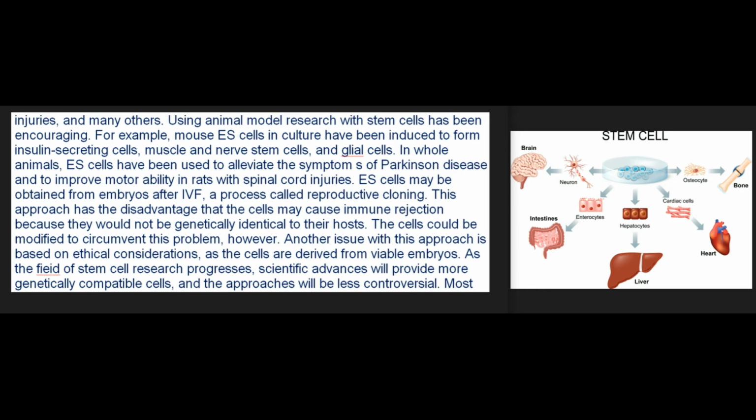ES cells may be obtained from embryos after IVF, a process called reproductive cloning. This approach has the disadvantage that the cells may cause immune rejection because they would not be genetically identical to their hosts. The cells could be modified to circumvent this problem, however. Another issue with this approach is based on ethical considerations, as the cells are derived from viable embryos. As the field of stem cell research progresses, scientific advances will provide more genetically compatible cells, and the approaches will be less controversial.